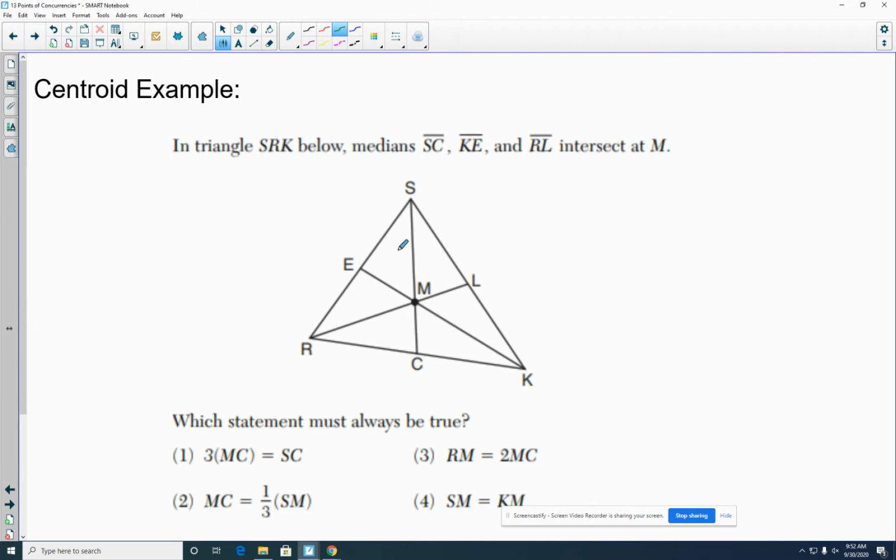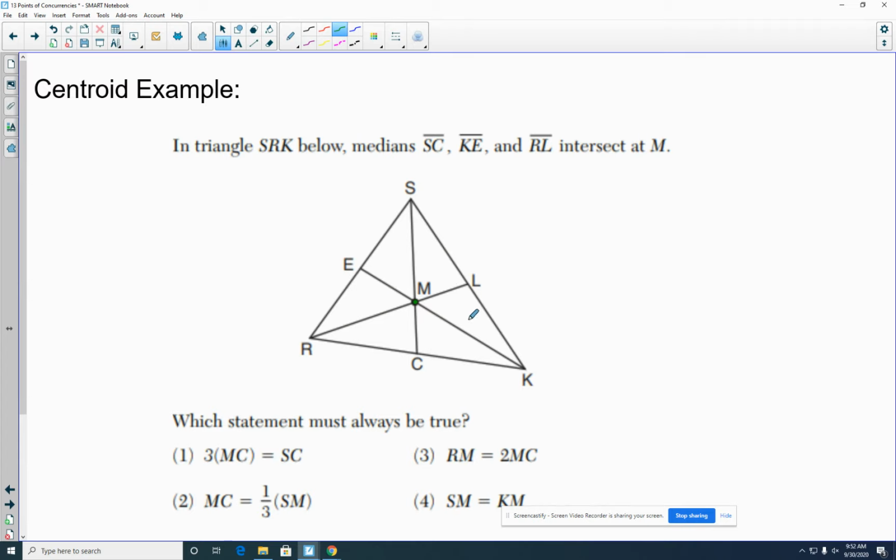And then finally, we have something like this. Again, dealing with centroids and asking to find true statements. So again, we have our 3 medians, SC, KE, LR, and M is then the centroid. So each of these are divided into 2-to-1 ratio. We want to know which statement must always be true. So think about what you know, right? There's that 2-to-1 ratio, and we're going to go through it.